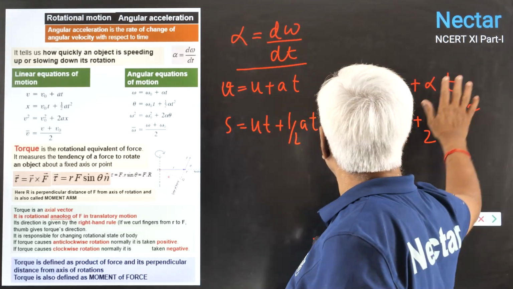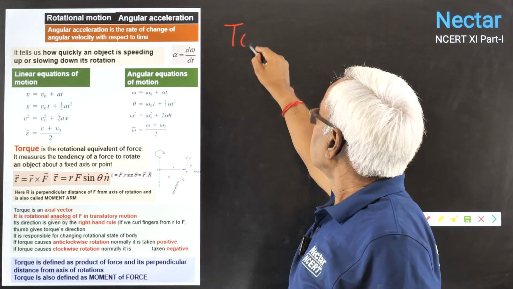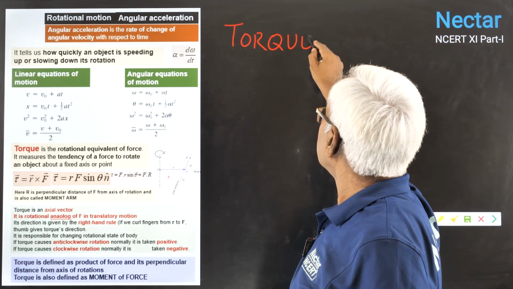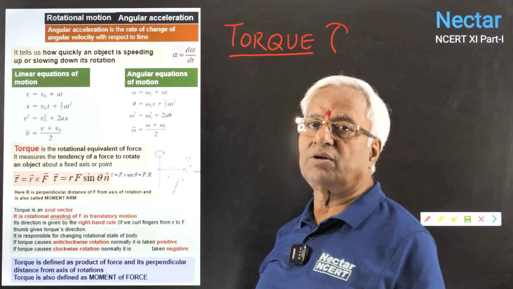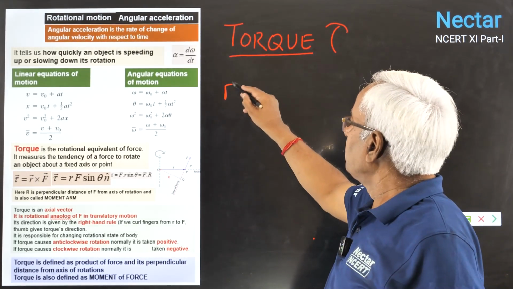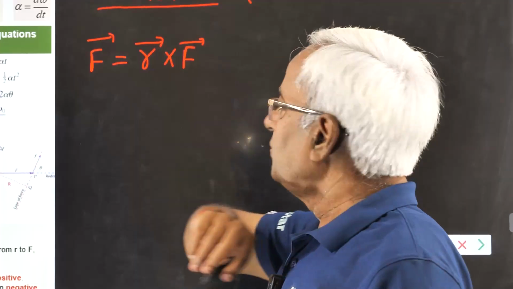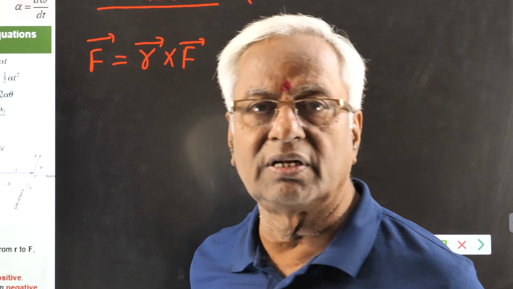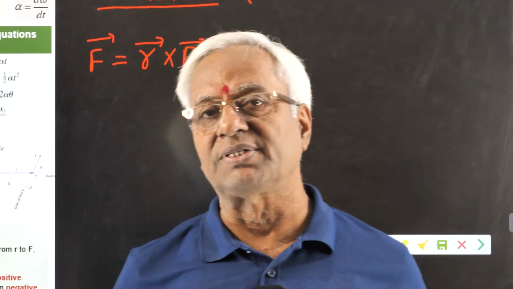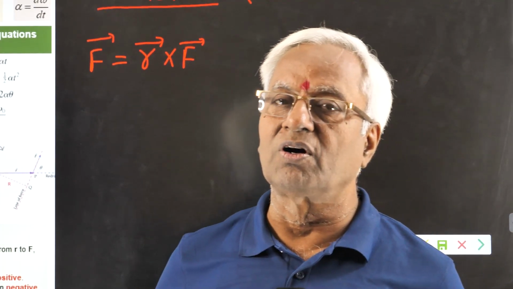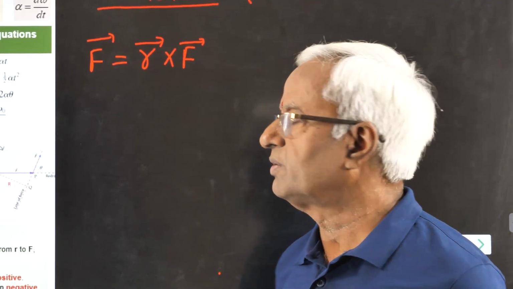Now, one very important quantity in rotational motion is torque. Torque is represented by the Greek letter tau. Tau is the rotational analog of force. This might be written as r cross F. When we say it's a rotational analog of force, it simply means that force can change the state of linear motion, whereas torque can change the state of angular motion, which we call rotational motion.